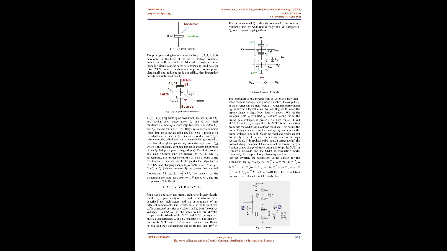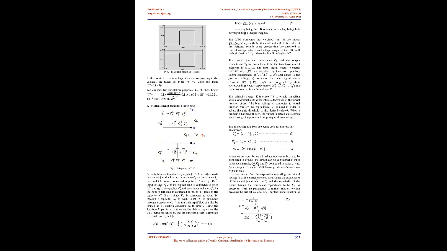As a result, the resistance of the device will no longer remain constant. The increment of the differential resistance of the tunnel junction around zero bias is said to be the Coulomb blockade [1, 10, 13, 15]. The principle of single-electron technology [1, 2, 3, 4, 8] is developed on the basis of the single-electron tunneling events as well as Coulomb blockade.